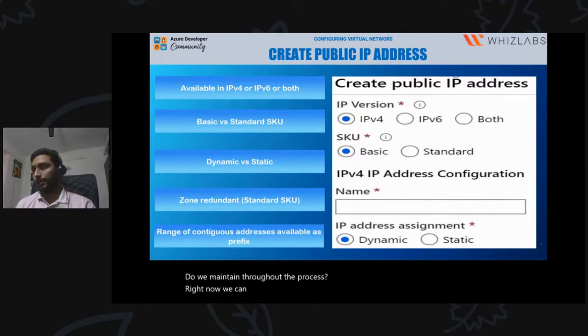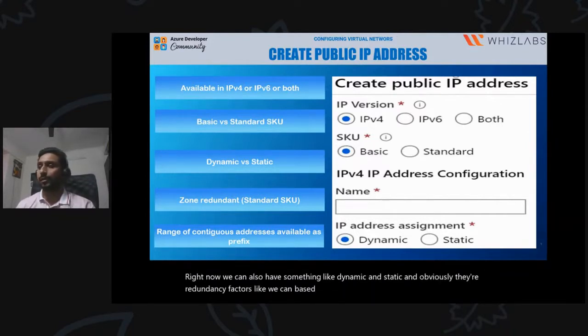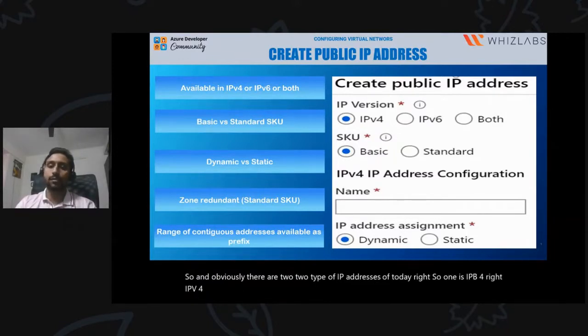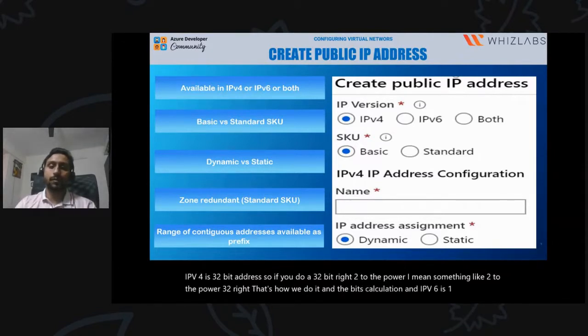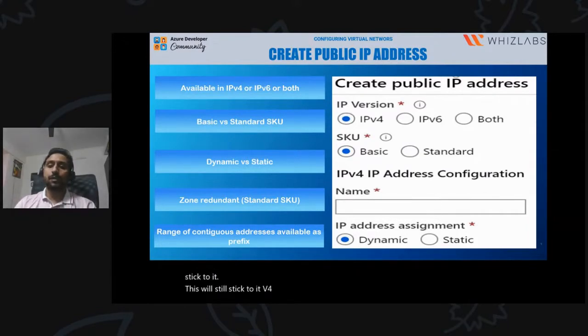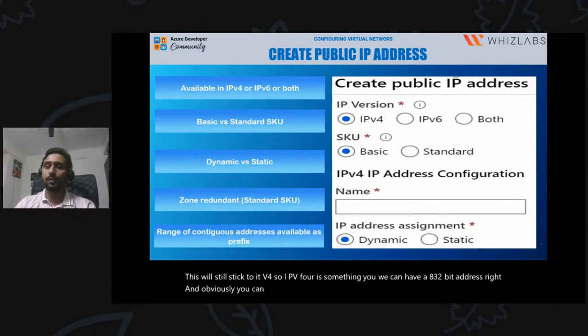Now we can also have something like dynamic and static, and obviously there are redundancy factors, like we can do it based on zone redundancy, and things like that. And obviously there are two types of IP addresses today. One is IPv4, which is a 32-bit address, so it's 2 to the power 32 in the bits calculation. And IPv6 is 128 bits, so the range of IPv6 is way higher, but it has not yet come into very generic practice. So we'll still stick to IPv4, which is a 32-bit address. And obviously we can choose a basic or standard SKU in that manner.